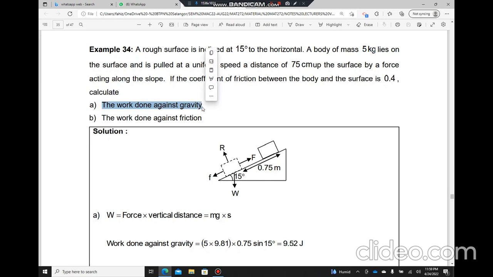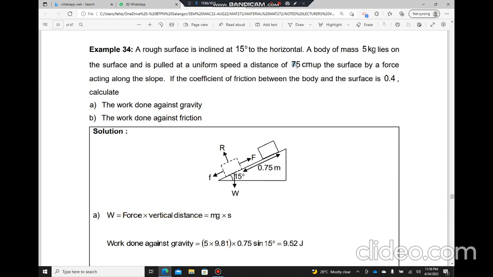So kalau dia kata against gravity means dia adalah vertical. Okay, so kalau vertical, this one, first we need to find W, which is mg multiplied by S. Okay, so mg force, m equals to 5 and gravity equals to 9.81. Okay, then multiply by S. Okay, sekarang ni distance dia, dia kena based on F cos theta ataupun F sin theta. So since dia adalah horizontal, so 0.75 sin 15 degree. So you get the work done is 9.52 joule.